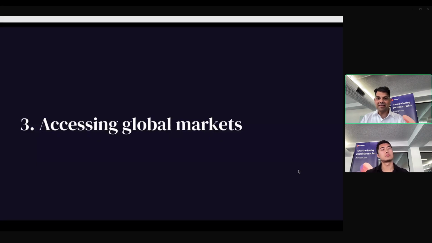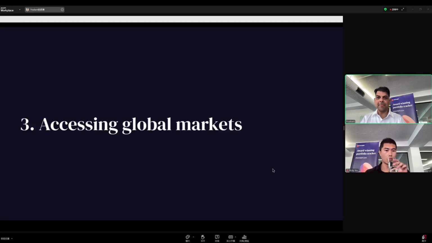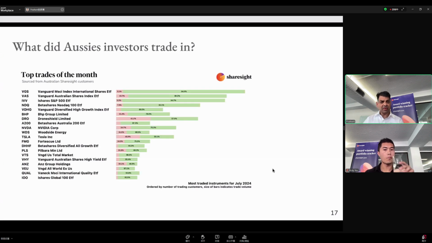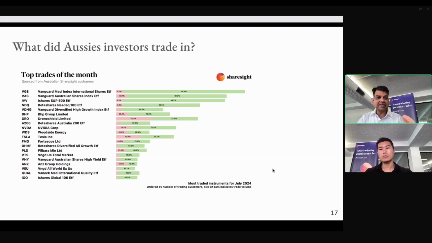How do you access the global markets? And this is where we just wanted to take a sneak peek into what were the top instruments that our Sharesight users accessed in the month of July. And the point of this is just to see, well, people are actually accessing these markets through multiple means.